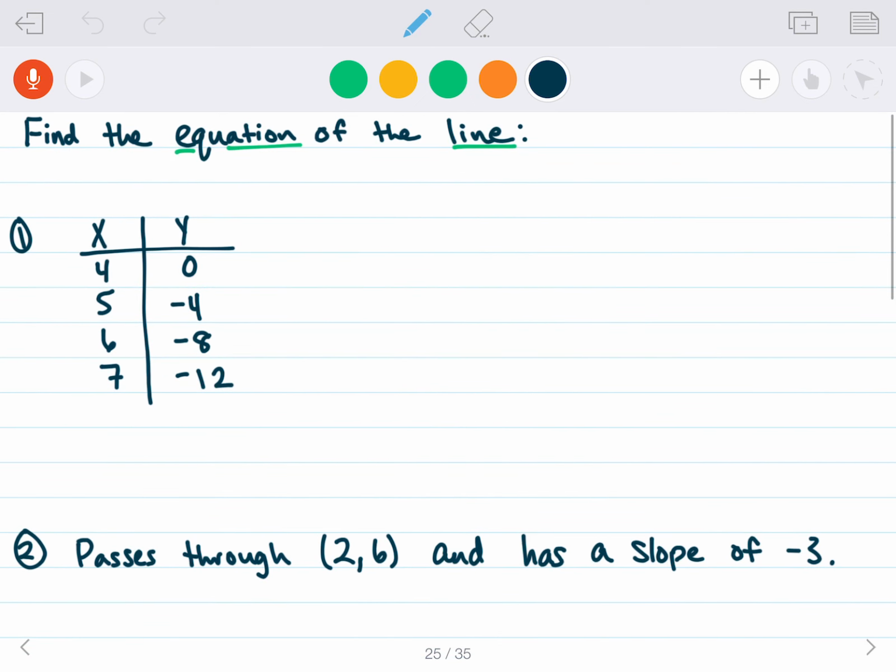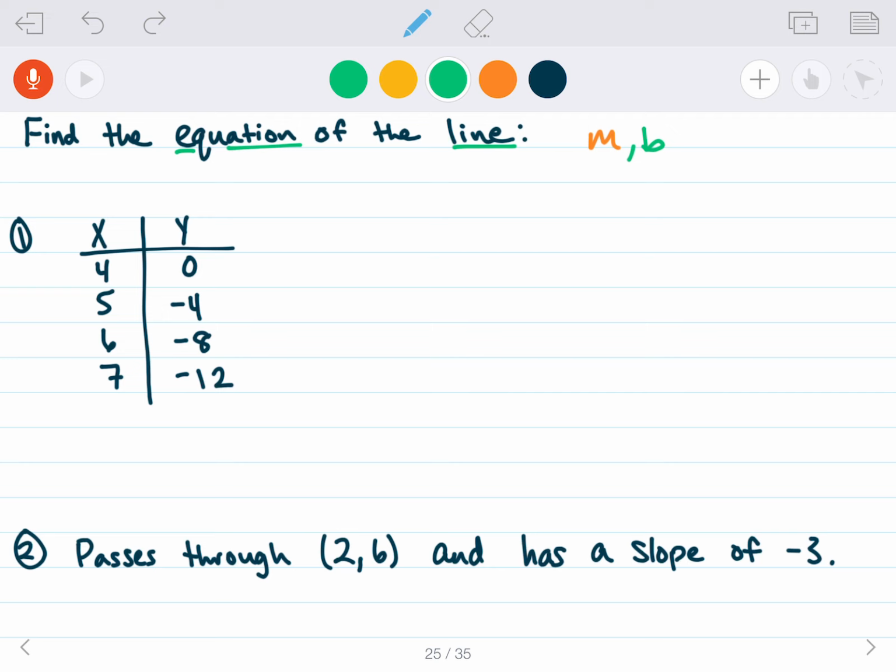All right, let's do some problems here. We're going to assume that each of these, if there's a table given, is a linear table, a line. So if we look at our first question, we're trying to find the equation of the line, and that consists of finding m and finding b.